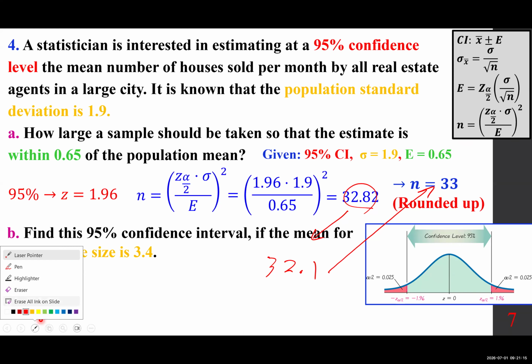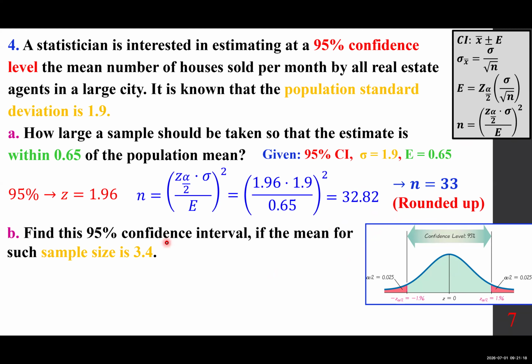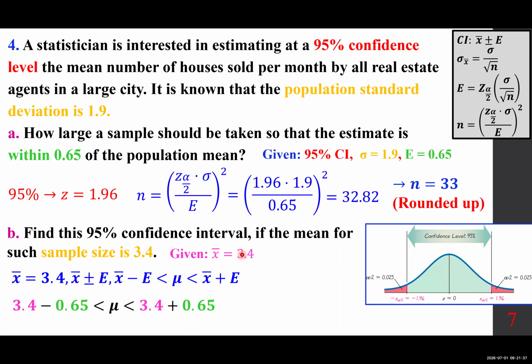Let me erase my work. Find this 95% confidence interval if the mean for such sample size is 3.4. In other words, X bar plus minus E. X bar is given, and E is 0.65, X bar is 3.4. So 3.4 minus 0.65, 3.4 plus 0.65, okay? So this is the confidence interval.